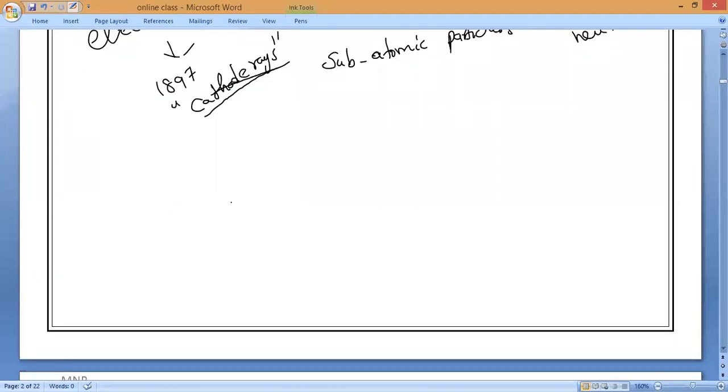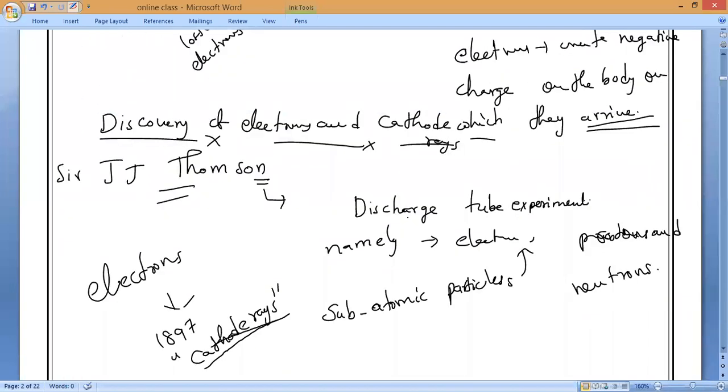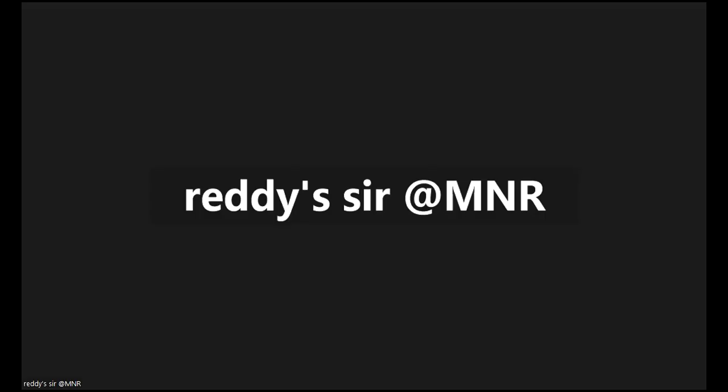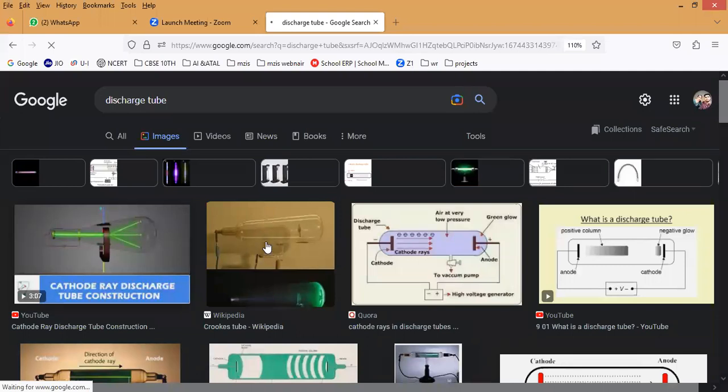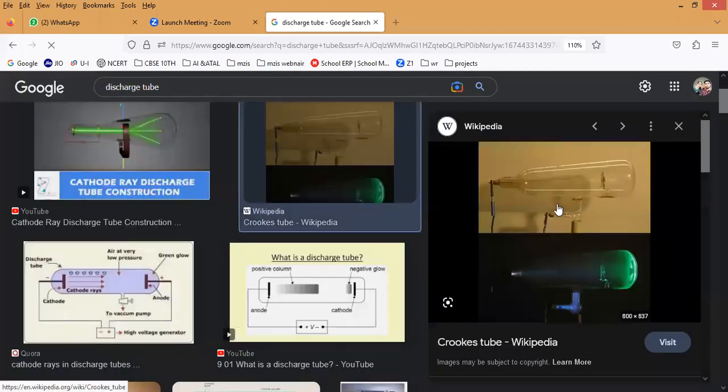Now, before going into detail about cathode rays, we must know what a discharge tube experiment is, because unless you understand what the discharge tube is, we cannot understand the experiment. So let me show what a discharge tube is, and later you will understand how it functions and how Mr. J.J. Thomson conducted the experiment. You might have noticed in our lab also, this picture is what is called a discharge tube. Please all of you remember that.